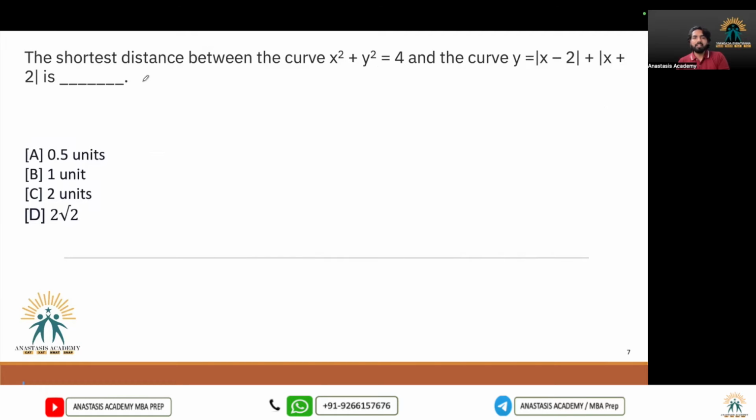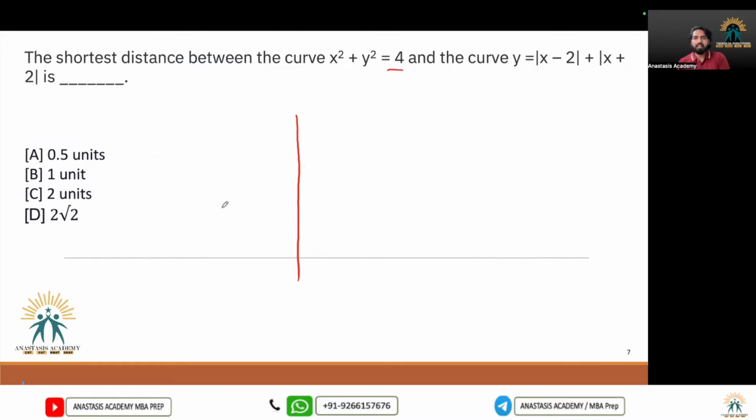Let's solve this question. The shortest distance between the curve x square plus y square is equal to 4. So I know it's a circle having center at origin (0, 0) and having its radius as 2, correct? It's an equation of a circle.